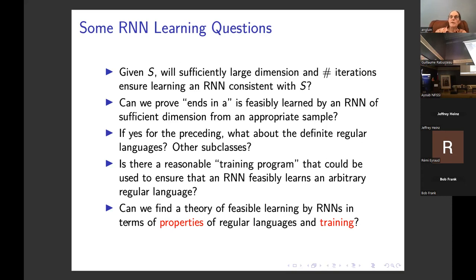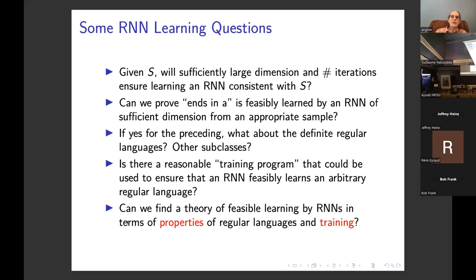I actually spent some time trying to prove this and got most of a proof for length two strings over two letters, which was interesting because it pointed out a solution in that domain that I hadn't thought of, but I don't know how to prove this in general. If yes for this question, what about definite regular languages? That is, regular languages where there's some fixed constant k, so that the suffix of length k determines acceptance or rejection, or maybe other more ambitious subclasses.